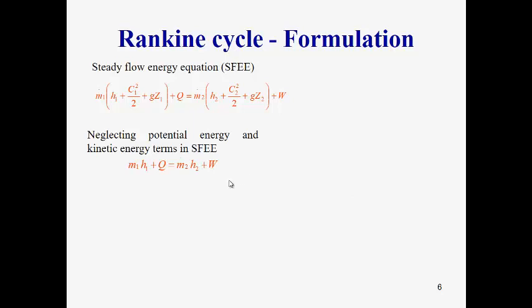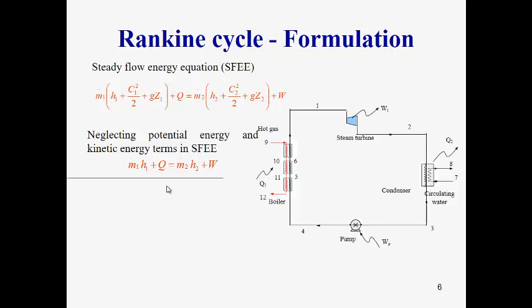Neglecting the potential energy and kinetic energy in the steady flow energy equation, it is expressed as m h1 plus Q is equal to m h2 plus W. So the main energy in this flow process is enthalpy, in addition to the heat supply as well as the work interactions. The first component shown here is the turbine. The energy at the inlet of the process is m1 h1. At the exit or outlet, the energy is Wt output and enthalpy m2 h2.